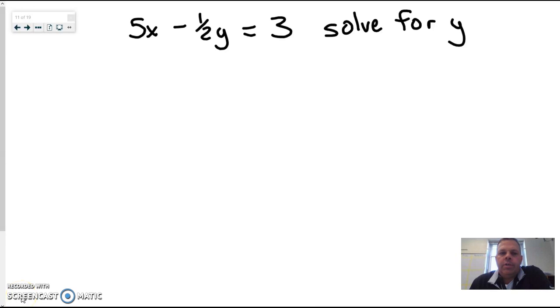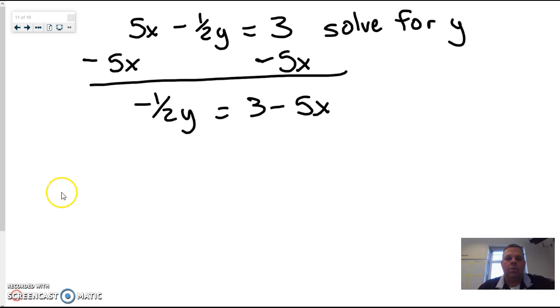Our third example is 5x minus 1/2 y equals 3. Again, we are going to solve for y. The first thing that I must do is isolate the 1/2 y. Actually, it is negative 1/2 y. So in order to do this, I must subtract the 5x from both sides.